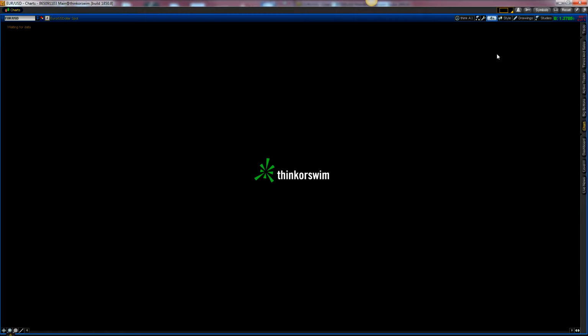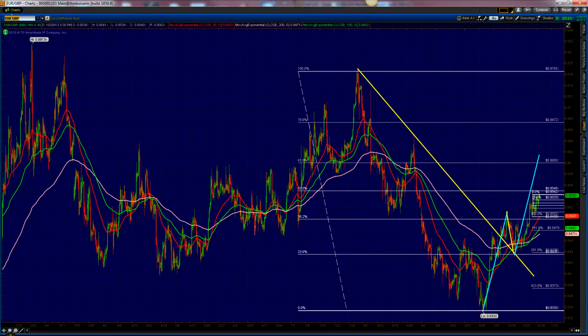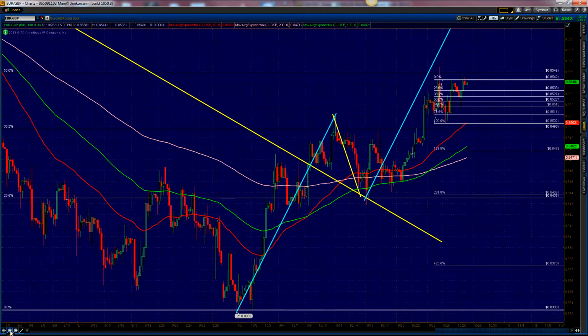Alright, we've actually held underneath it very impressively so far. So that's something to keep an eye on too. Euro pound. Alright, I still like euro pound to touch 86. And we did actually have a fairly progressive day today as well.